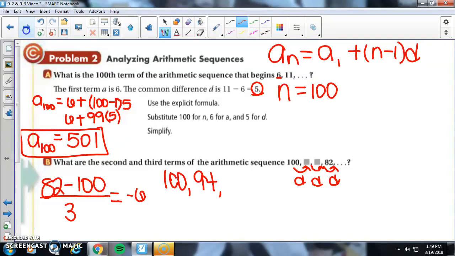94 minus 6 would be 88. 88 minus 6 would be 82. So our middle two terms would be 88 and 94.